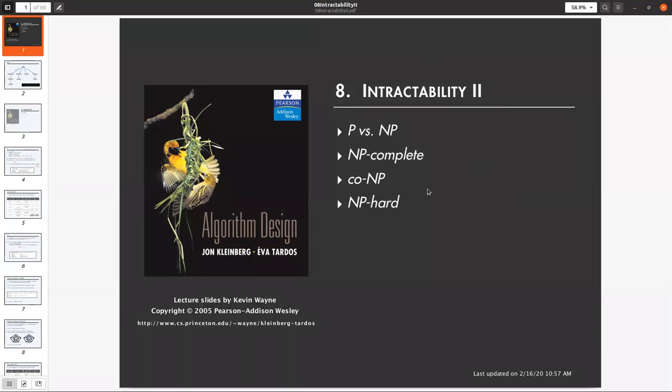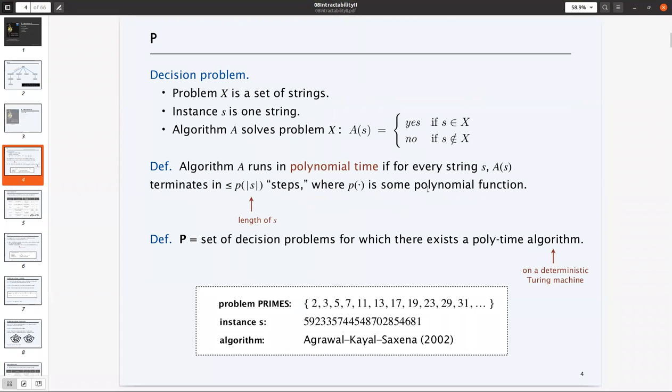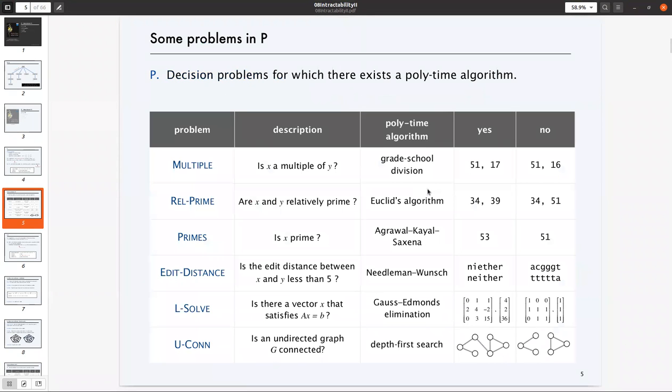Okay, so can somebody volunteer: what is a P problem? Problems for which I can obtain a solution in polynomial time. Polynomial time. Yeah. So the set of problems for which we know a polynomial time algorithm. We know how to solve these problems in polynomial time. Now here we have a list of polytime algorithms that we already know.